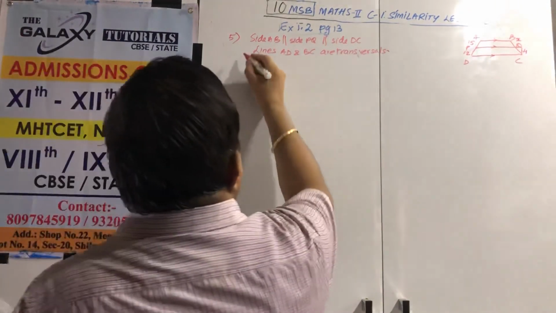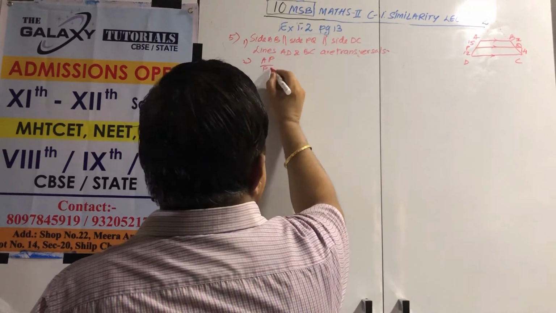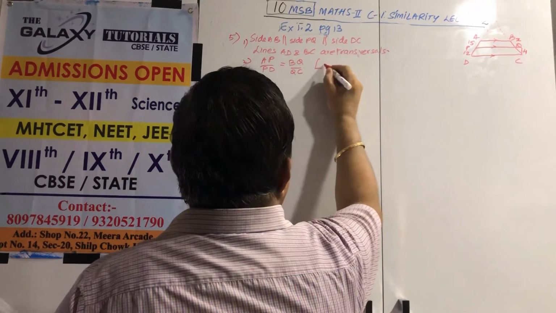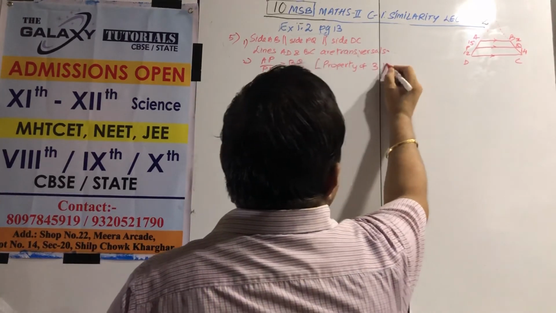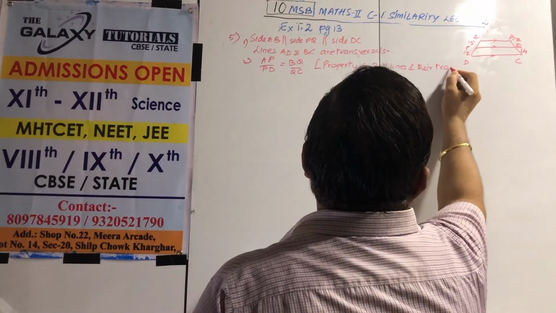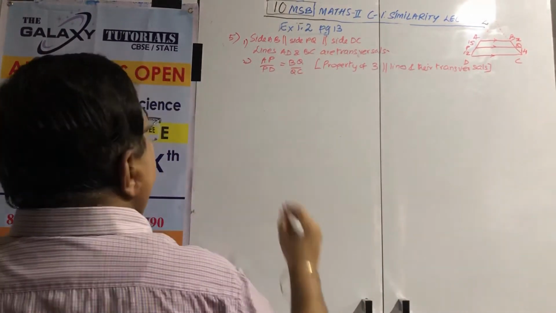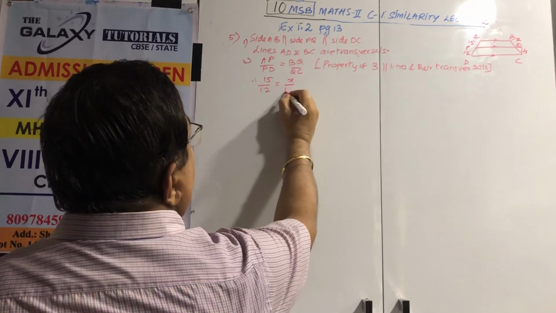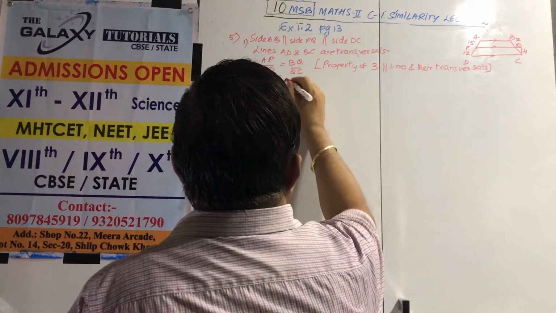Now, second, AP upon PD is equal to BQ upon QC. Property of 3 parallel lines and their transversals. Therefore, what I have: AP is 15, PD is 12, BQ I don't know, QC is 14. So, BQ, I'll leave it as BQ for the time being.